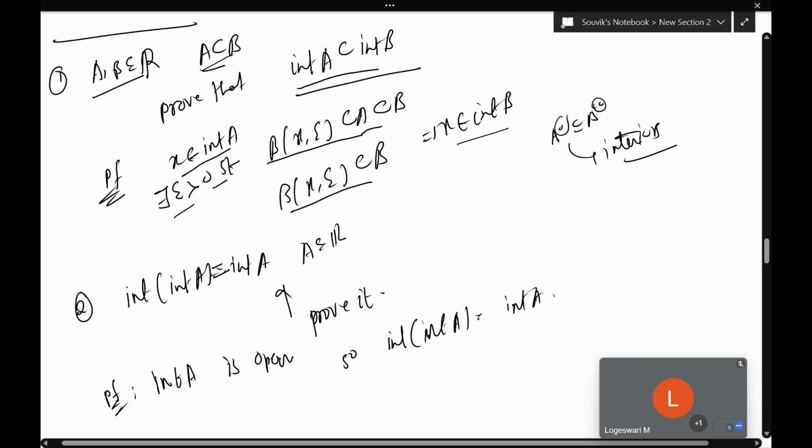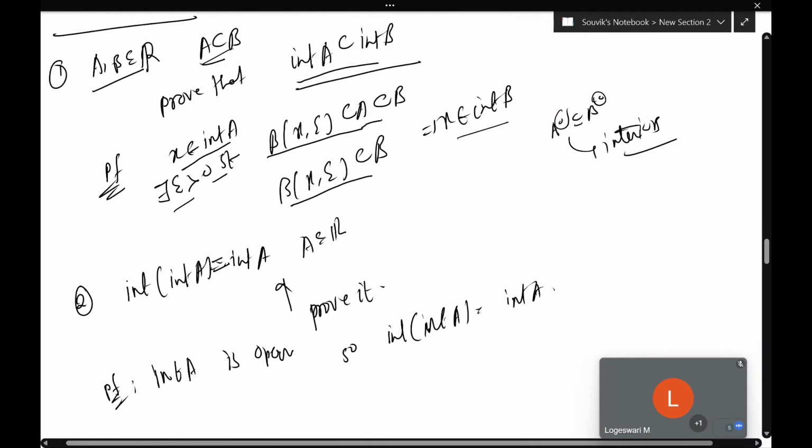Okay. And next, please let me know, do you have any confusion in this proof or the previous portion? Do you have any confusion?